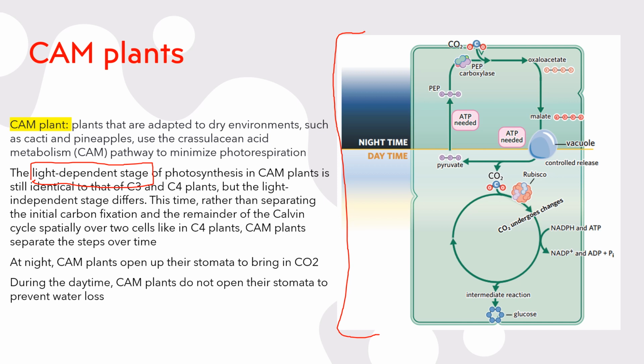During the night, they open their stomata because one, it's cooler, and two, there's less chance of water loss and things like that. So at night, our CAM plants open their stomata. And when they're opening it, they're bringing in our carbon dioxide and they're completing the first stage of the Calvin cycle here. So they are completing carbon fixation at nighttime.